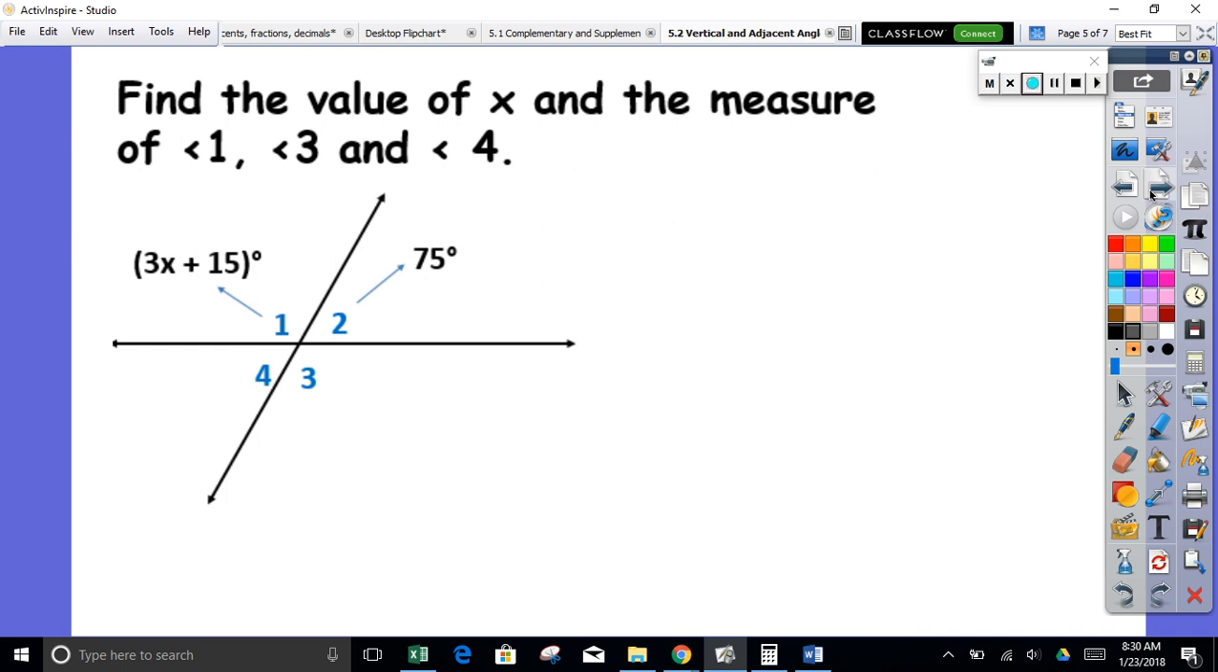Michaela, what equation could I write to find x? 180 equals 75 plus 3x plus 15 in parentheses. Good.